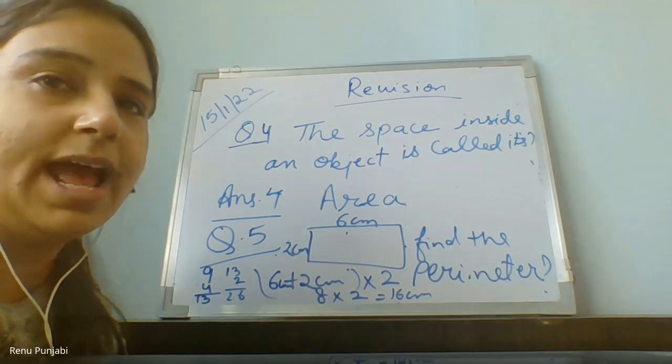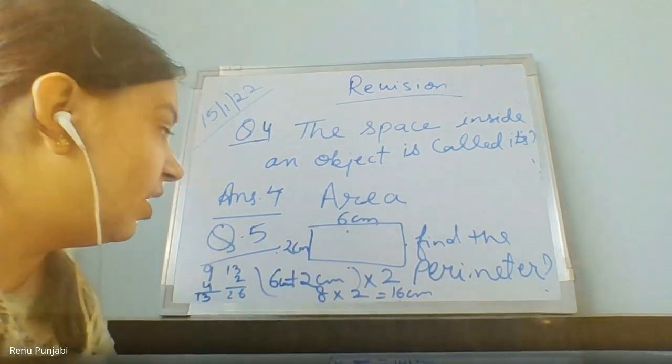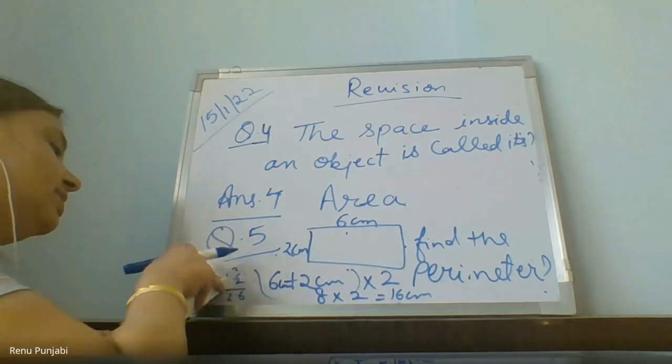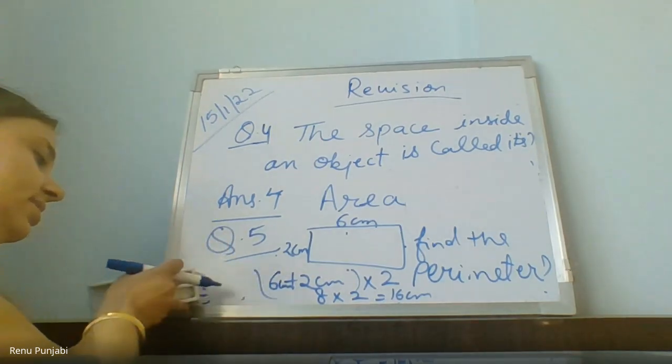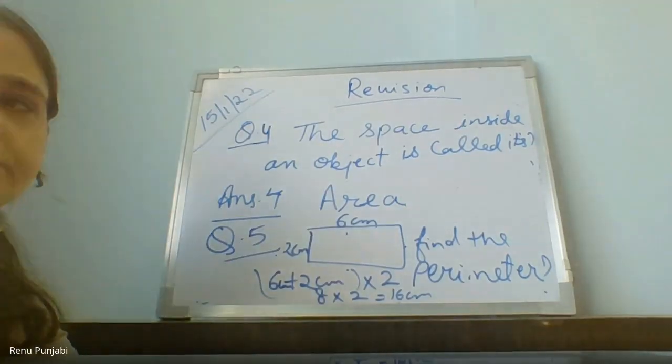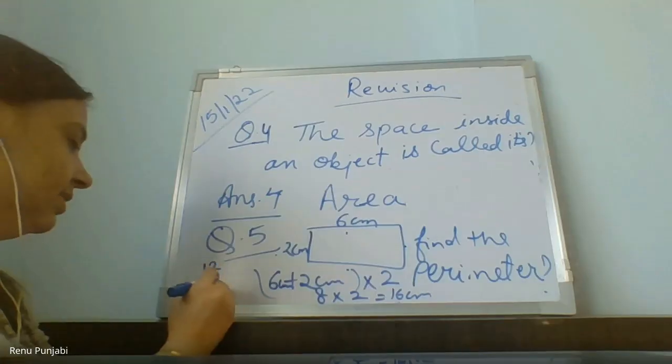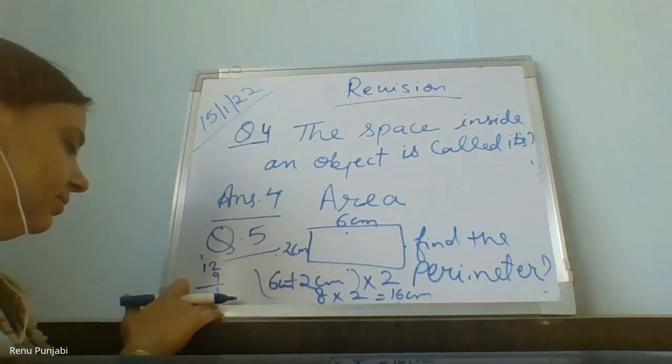Any other child who will try? Viha, can you try how to find the perimeter of a rectangle or a square? Yes, ma'am. Ma'am, I've now sent in the chat box. Ma'am, can I try? Ma'am, after that I can try, Manya.